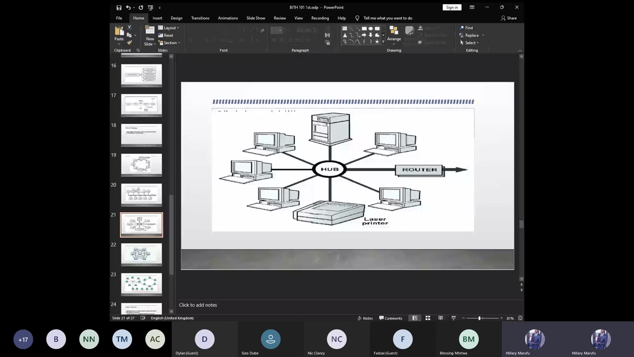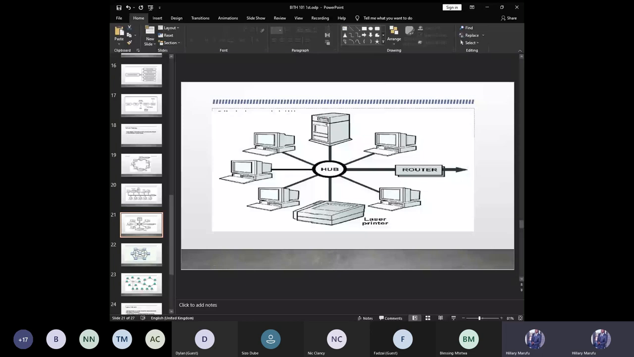It was slow because if the connection to the router is a 1 meg, that means when we have 1, 2, 3, 4, 5 devices, they share that 1 meg link. So that means it's 1,024 divided by 6.